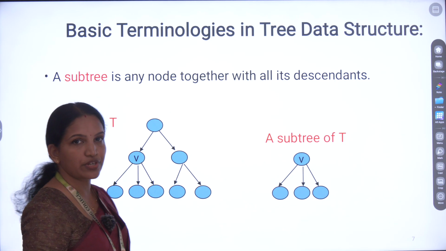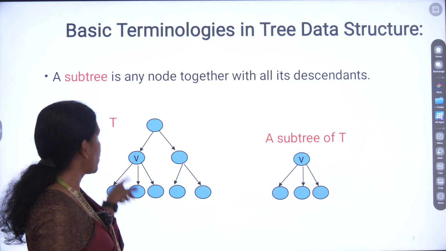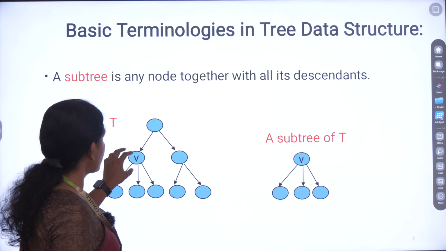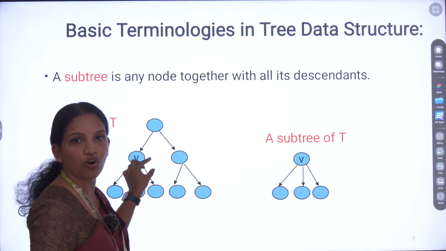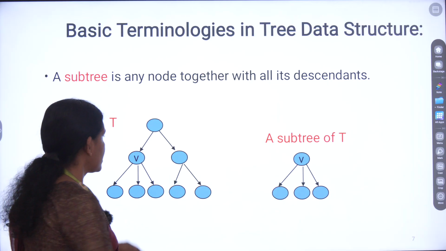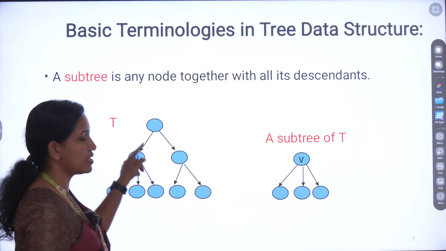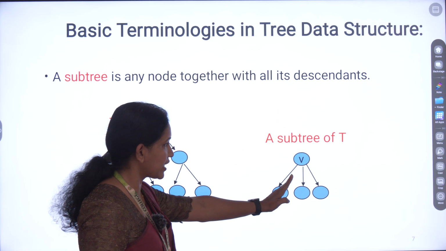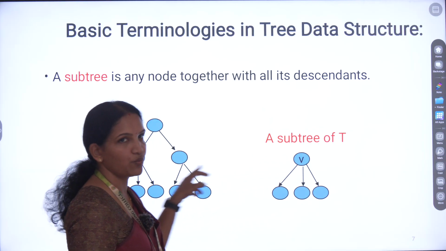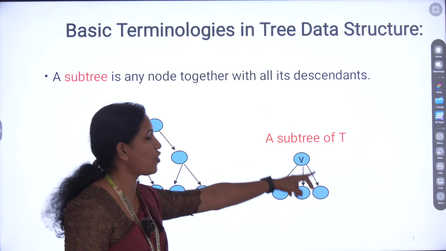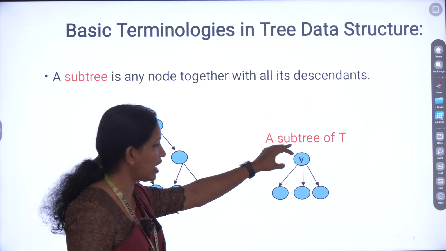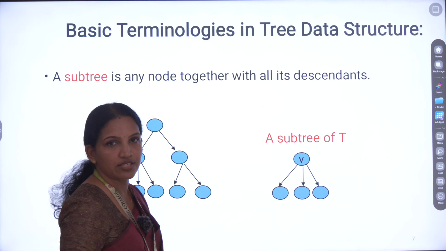Next term is subtree. Here we have a tree with the name T. A subtree is any node together with all its descendants. So this part you can consider as a subtree. It is separately drawn here with the root V. With the root V it forms a subtree. V and all its descendant nodes form a subtree.